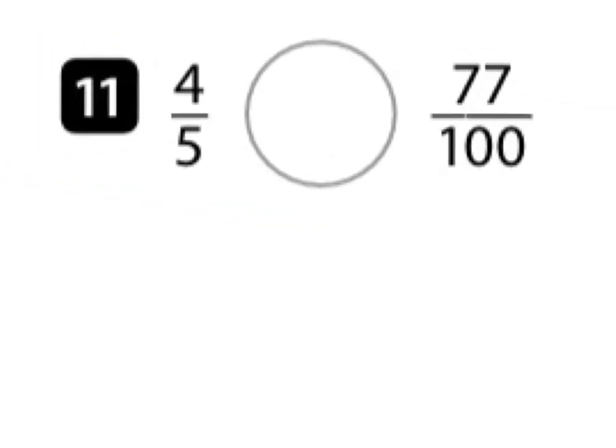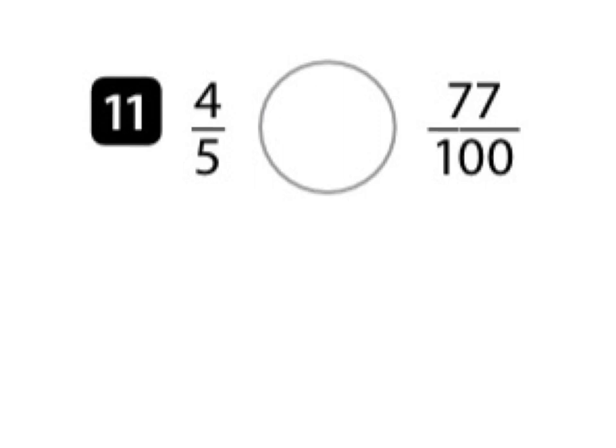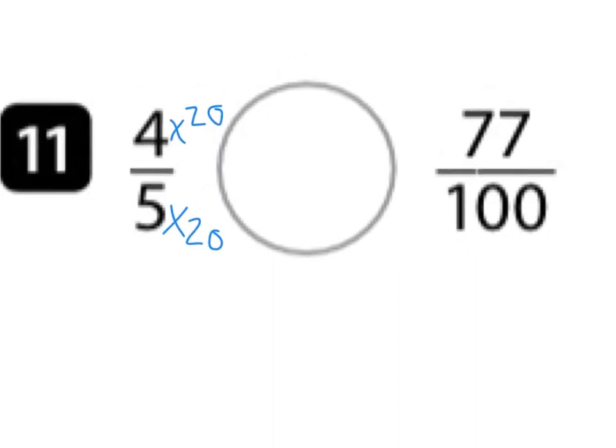Number 11, you have 4/5 compared to 77 hundredths. On this one, I'm also going to get common denominators, and my common denominator would be 100. So to get 5 to 100, I would multiply by 20. And whatever you do to your denominator, you must do to your numerator. Let me make this a little bit bigger. So 4 times 20 will give me 80, and 5 times 20 will give me 100.